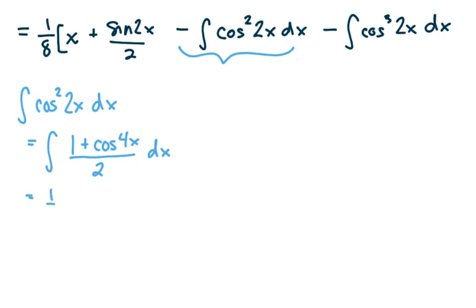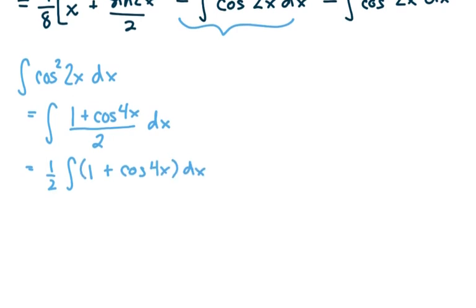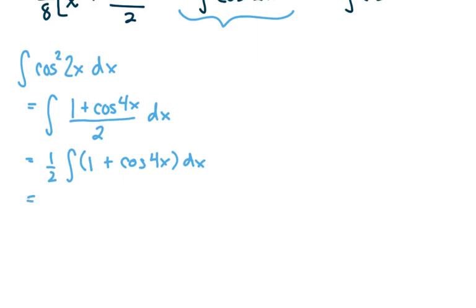Pulling that 1/2 in front, I have the integral of 1 plus the cosine of 4x dx. Each of these terms is fairly easy for me to integrate. I end up with 1/2. 1 turns into x, and the cosine of 4x is the sine of 4x over 4. And of course we have plus some c values.